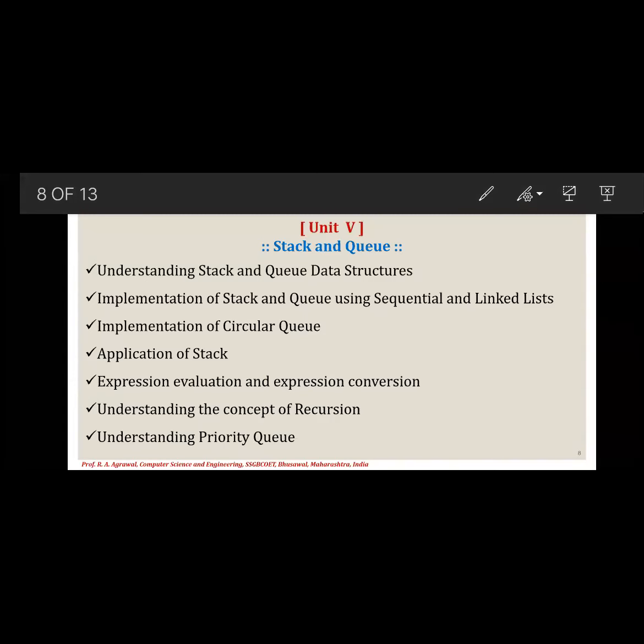One of the important topics is the application of stack. In the application of stack, we will see expression conversion from one expression to another, meaning infix to prefix, infix to postfix. So we'll see all those one by one when we study them. What is the importance of recursion? What is priority queue? What is normal queue? We'll study when I teach you everything in unit number 5. Is it okay? Okay, shall I proceed? Yes, sir.